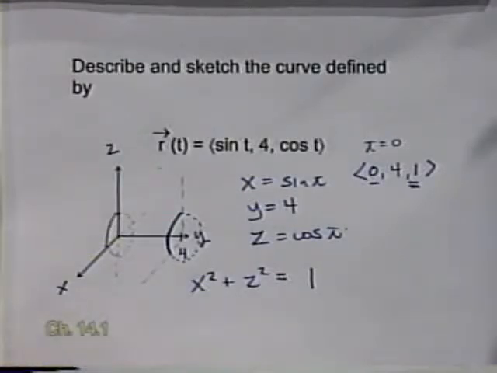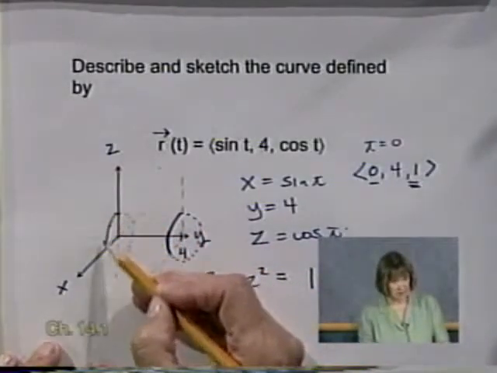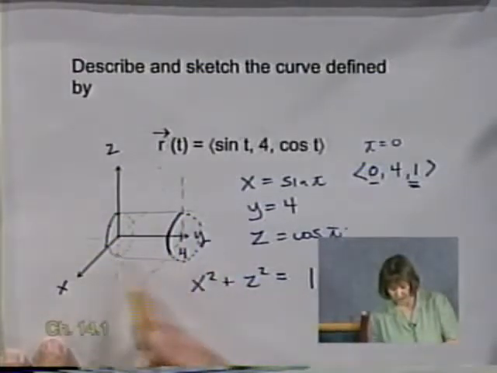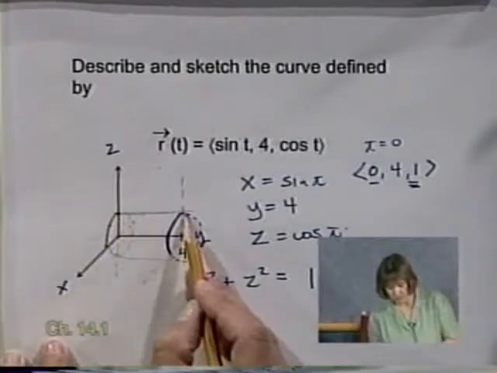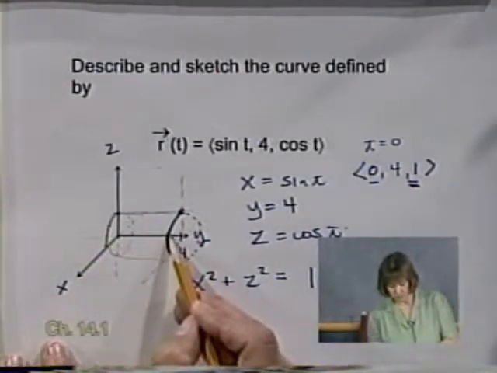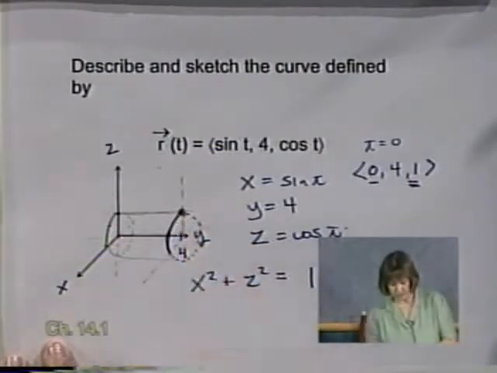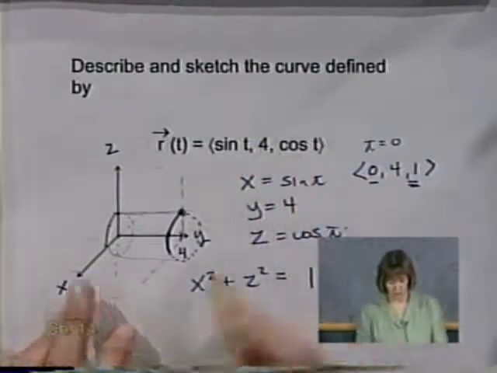So this is not part of the graph. This was just done to help me. Since the x, z coordinates satisfy that, all the x, z coordinates would be on that circle. But then since y was 4, every single time you found your x and your z, you had to bring it over. Like this point right here, 0, 4, and then 1 starts you right there. Okay? So my circle got moved over.